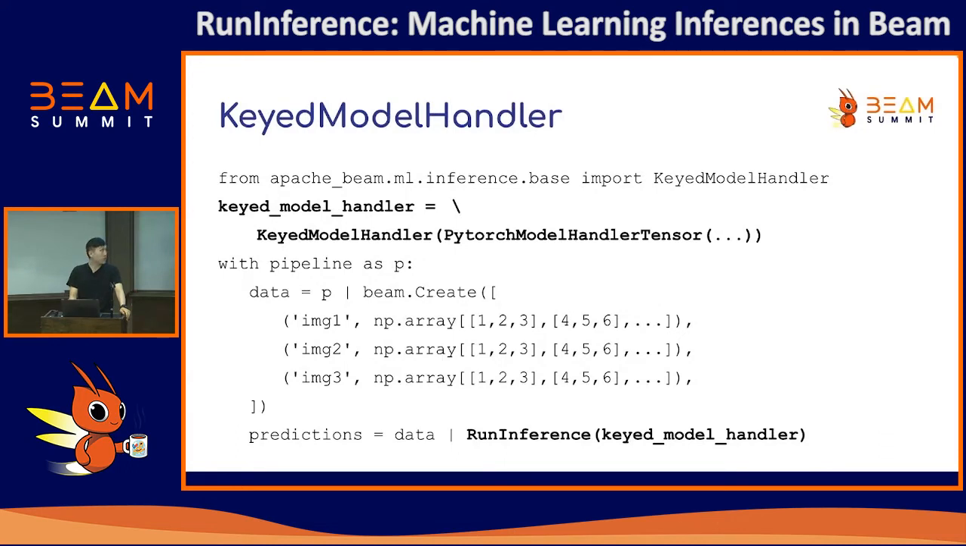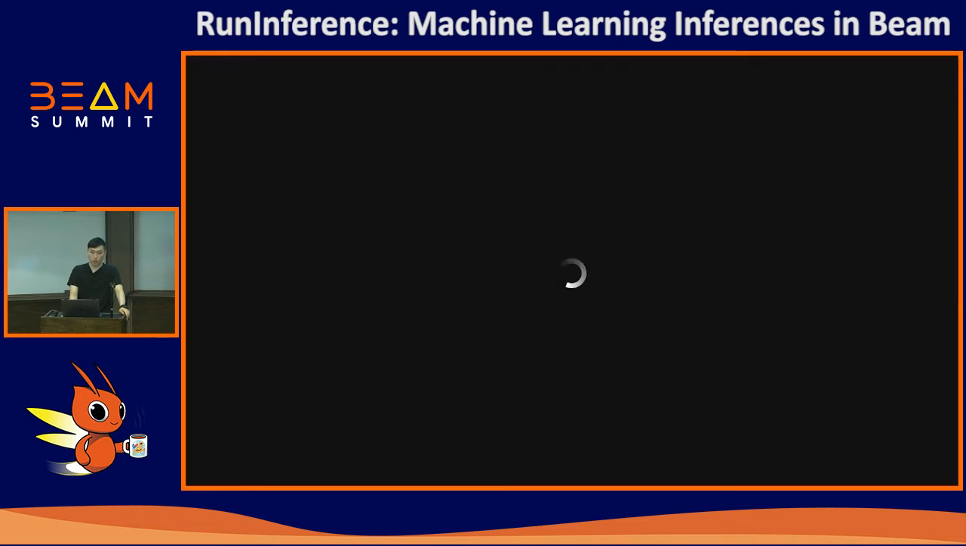If a key is attached to the examples, you can simply wrap a KeyedModelHandler around your base model handler object. As you can see here, we import KeyedModelHandler from apache_beam.ml.inference.base and then wrap it around the PytorchModelHandlerTensor.